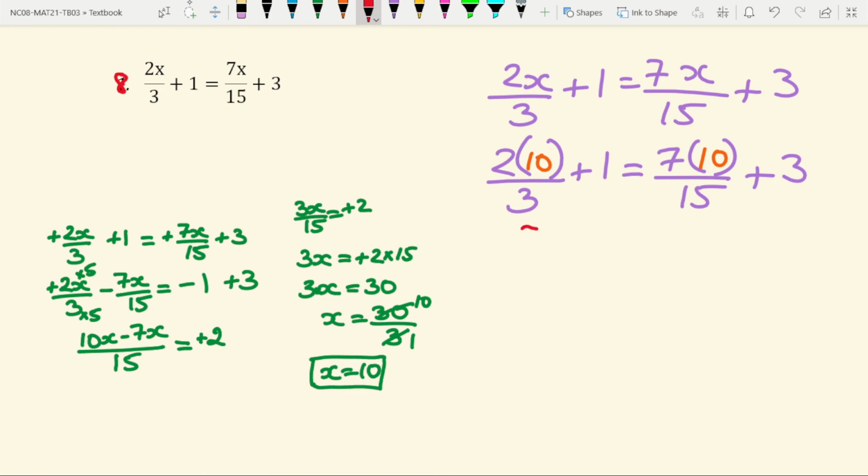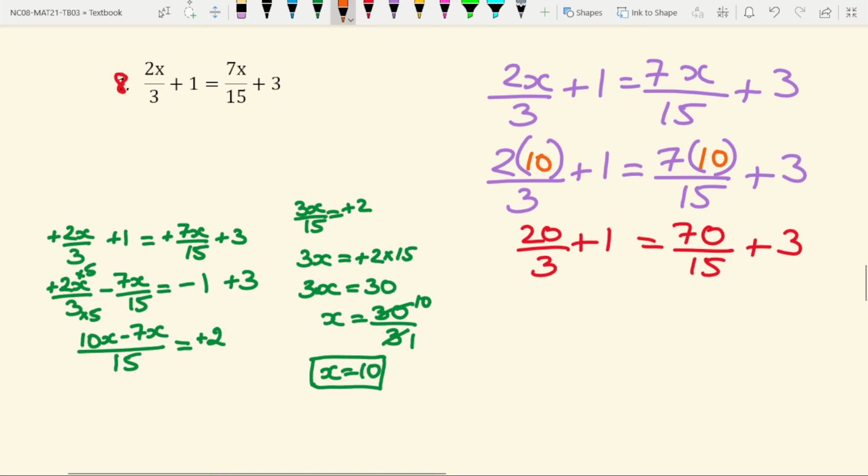So 2 10s are 20. 20 divided by 3 plus 1 is equal to 7 10s are 70, 70 divided by 15 plus 3. So let me add now. So this one is 1. So 1 can be written as 1 by 1. 3 can be written as 3 by 1.